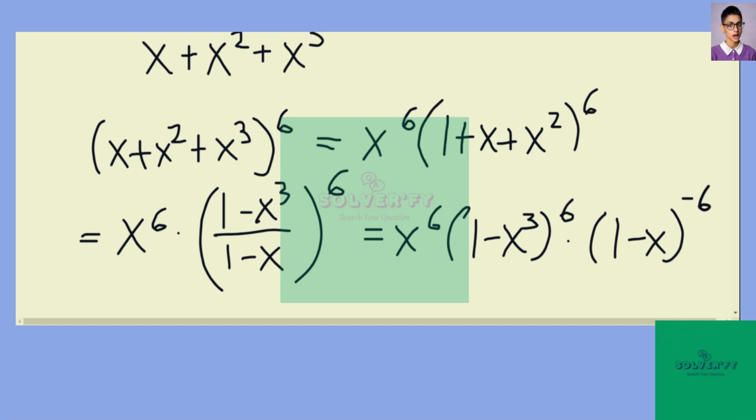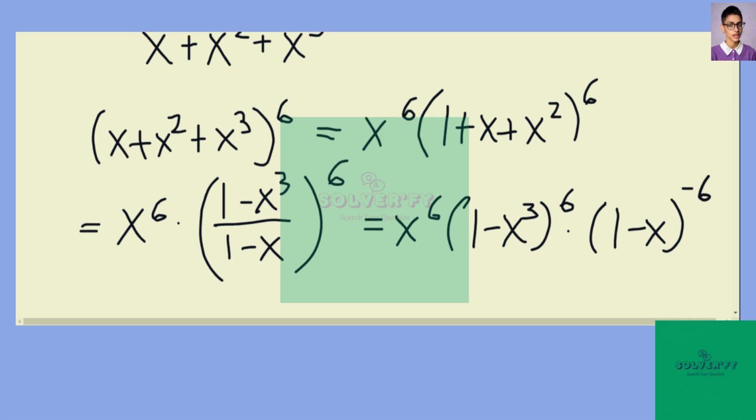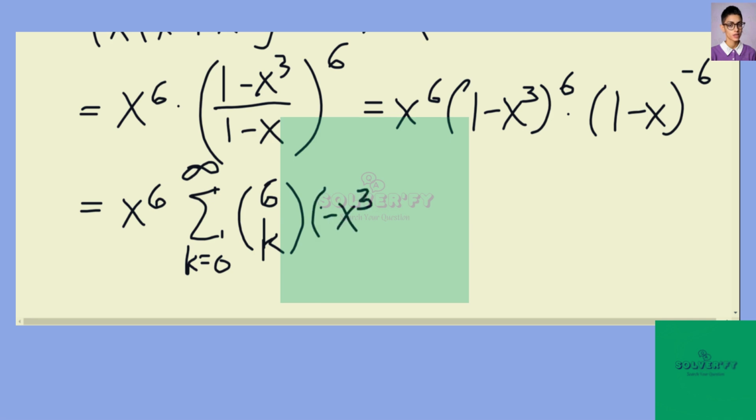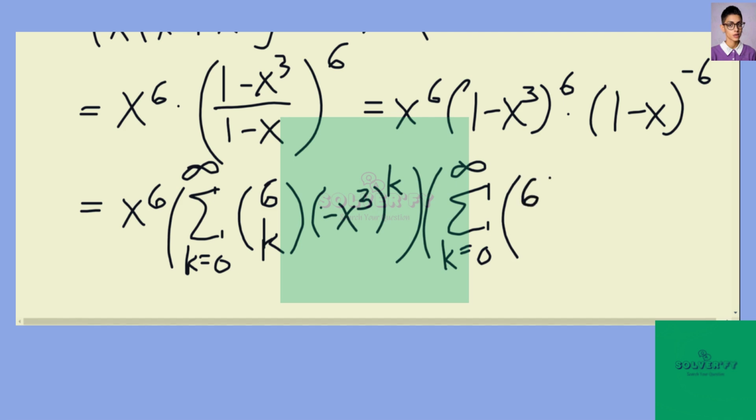And using the extended binomial theorem, this is equal to x to the 6th times the sum from k equals 0 to infinity of 6 choose k times negative x cubed to the kth power, times the sum from k equals 0 to infinity of 6 plus k minus 1 choose k times x to the kth power.